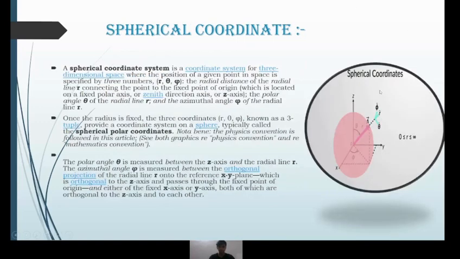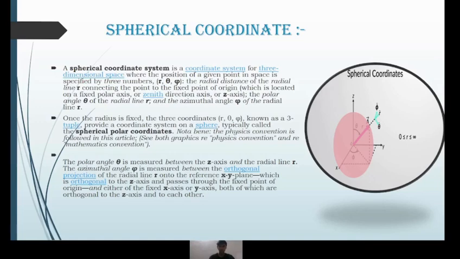Spherical coordinates. A spherical coordinate system is a coordinate system for three-dimensional space where the position of a given point in space is specified by three numbers r, theta, psi: the radial distance r of a radial line connecting the point to a fixed point of origin, which is located on a fixed polar axis or zenith direction axis, the z-axis, the polar angle theta, and the azimuthal angle psi of the radial line r. Once the radius is fixed, the three coordinates r, theta, psi provide a coordinate system on a sphere, typically called spherical polar coordinates, following the physical convention used in this article.